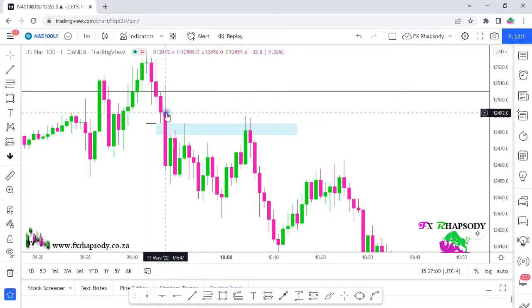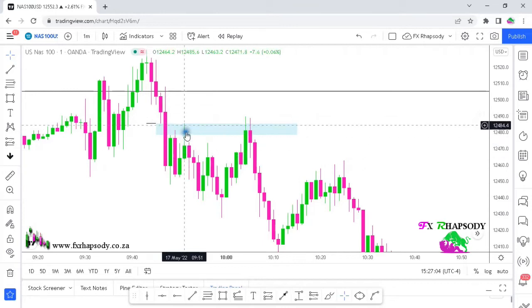So you can see that gap being formed, price being pushed down, price coming up. So anywhere here, there were a couple of entries that you could have taken.